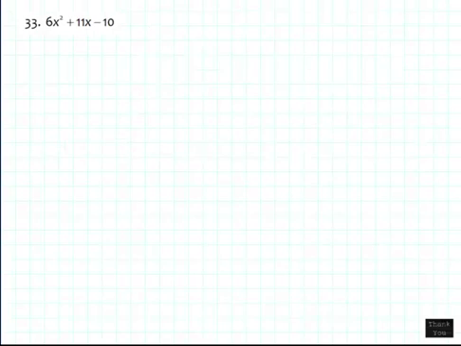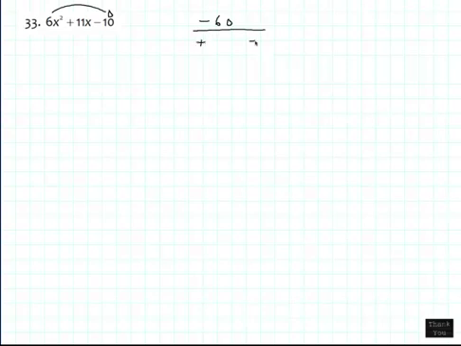And one more. 6 times negative 10 is negative 60. Since the number is negative, I know the signs have to be different. I want to get a positive 11 in the middle. With 60, I usually think of 6 and 10, but that won't work. But positive 15 and negative 4 will work.